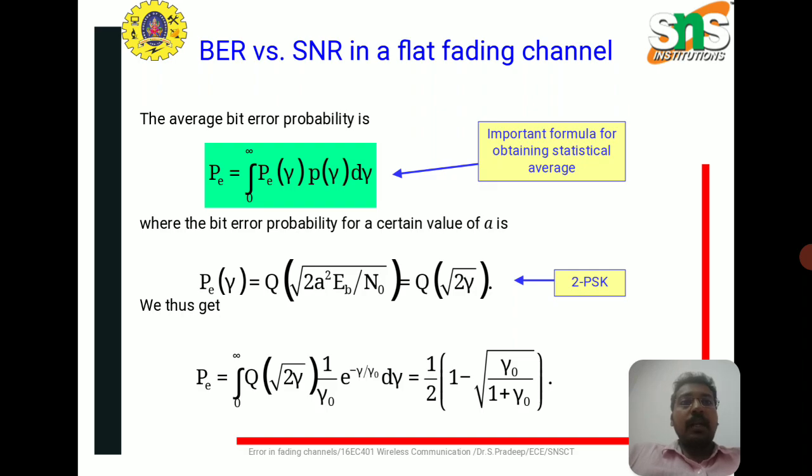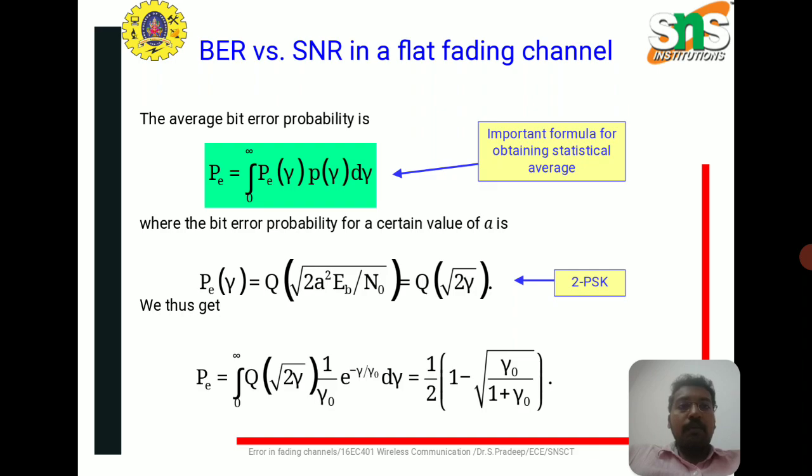The average bit error probability is P(E) equal to integral 0 to infinity Pe(gamma) p(gamma) d gamma, where the bit error probability for a certain value of A is Pe(gamma) equal to Q of square root of 2A square Eb by N naught, which is equal to Q of square root of 2 gamma. It is for 2 PSK signal.